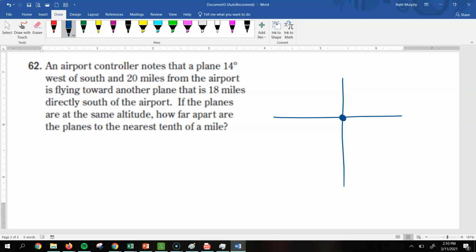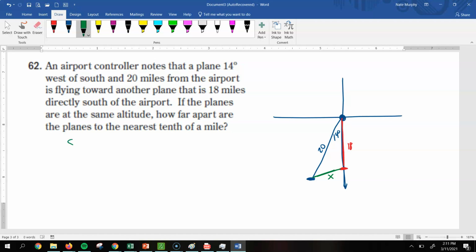Okay, so we're going to put the control tower at the origin. And 14 degrees west of south. Well, this is south. And so 14 degrees west of south, we'll say this is 14 degrees. It's a little bit more, but so we have more space to work with. So let's say this angle here is 14 degrees. Okay, and that's one of our airplanes. And it's 20 miles from the airport, so this will be 20. And we have a second flight that's directly south of the airport, 18 miles, and we want to figure out how far apart these two planes are. So we're trying to find that distance.